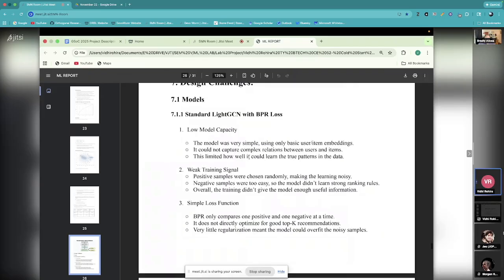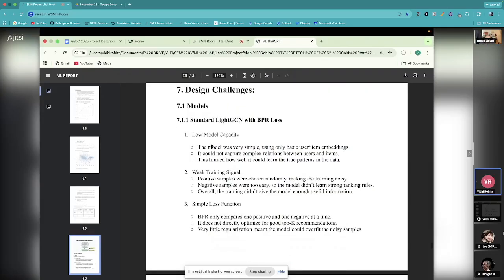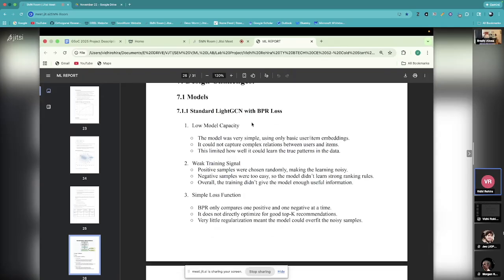So we had some design challenges. We haven't included the part where we tested it on logistic regression and it didn't work out. We just included the standard LightGCN and the BPR loss. BPR is actually Bayesian personalized ranking, and even though it is based on preference, like how Bayes' law works, it didn't work well because over here, this is a very low-capacity model with very weak training.